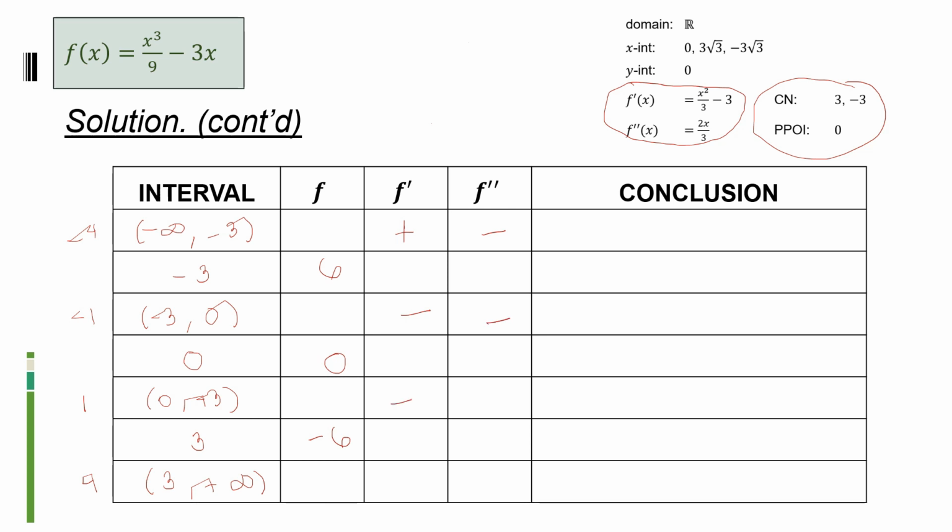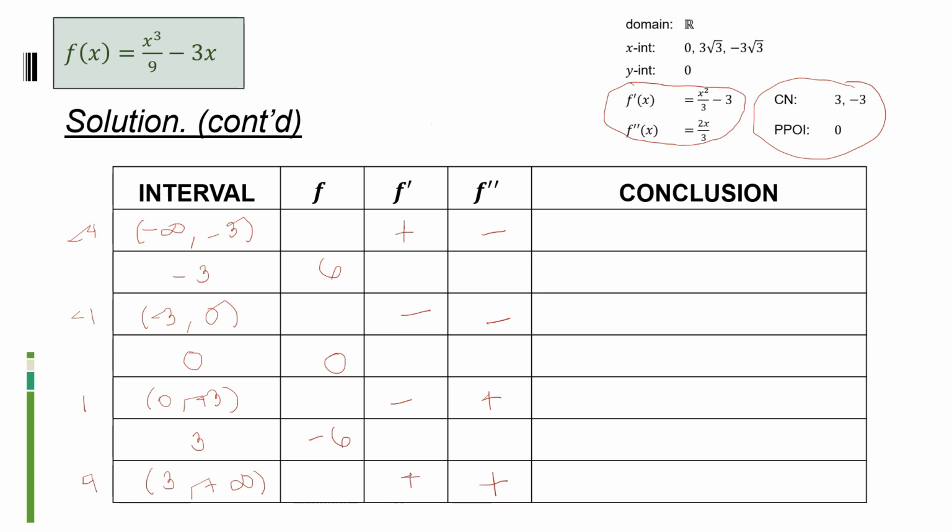Next is for 1, we have f prime of 1 is negative yung sign, and f double prime of 1 is positive yung sign. And finally, f prime of 4 is positive, and f double prime of 4 is also positive. Now, based on the signs of the first and second derivative, ano ang ating conclusion?